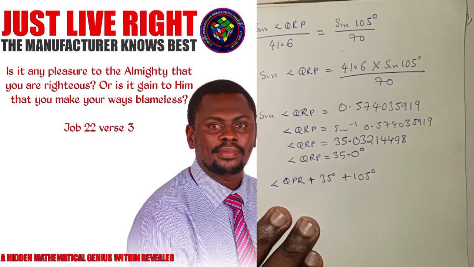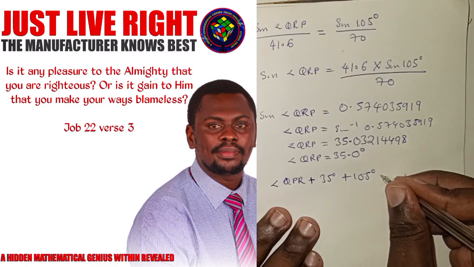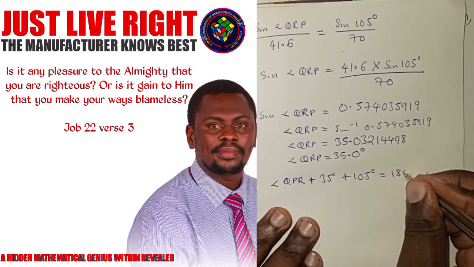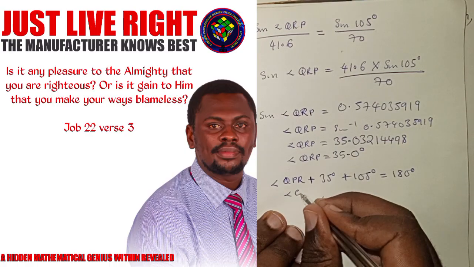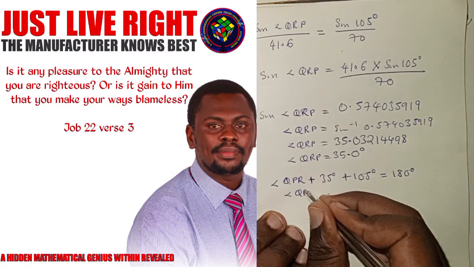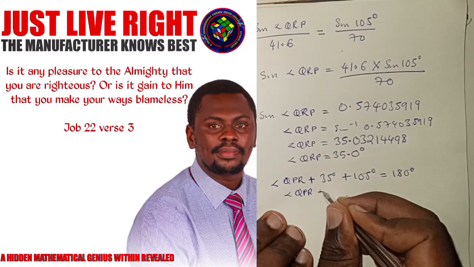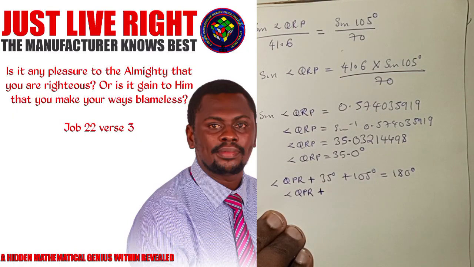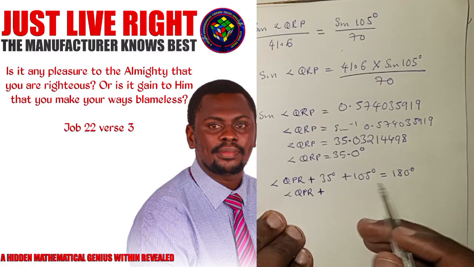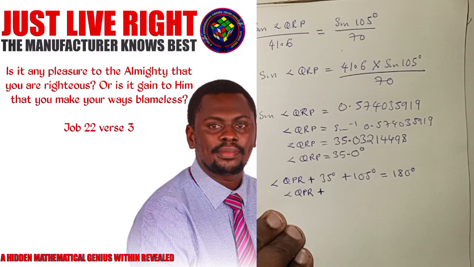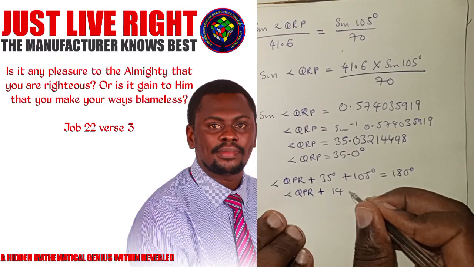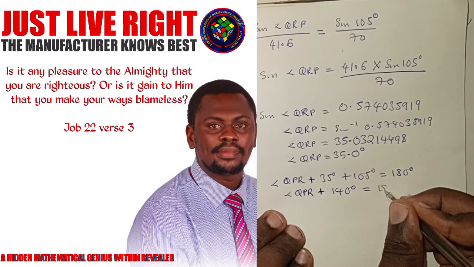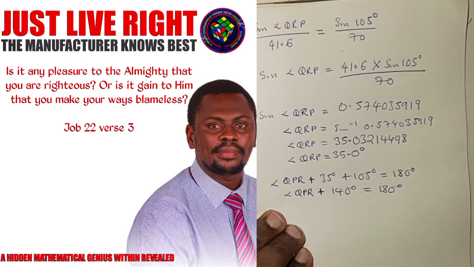We know that angles in a triangle add up to 180, so we'll say this is equal to 180 degrees. So we have angle QPR plus, what is 35 plus 105? Yes, you get 140. So we have 140 degrees is equal to 180 degrees.